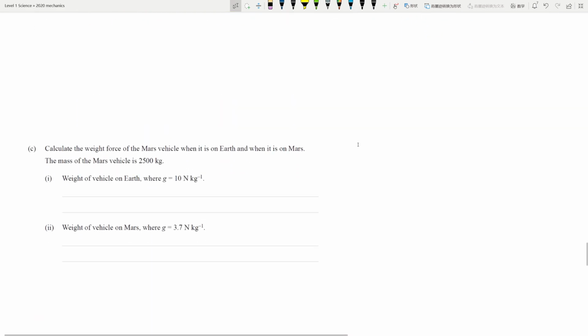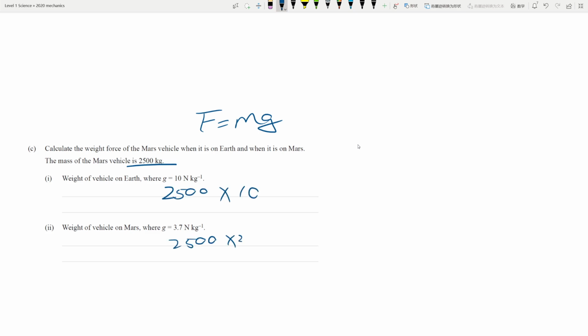Next one, calculate the weight force. So weight force is the easiest one. F equals mg. If you know the mass, you just go 2,500 times 10. This is 2,500 times 3.7, because the gravity on Mars is a little bit different. So this is going to be 25,000 newtons. This is going to be 9,250 newtons. So it's the same vehicle, but if you put the same vehicle on a different planet, you weigh less on Mars because the gravity is less.